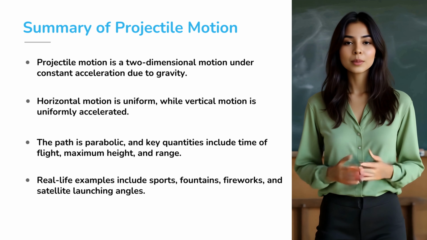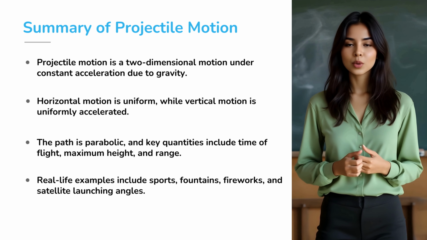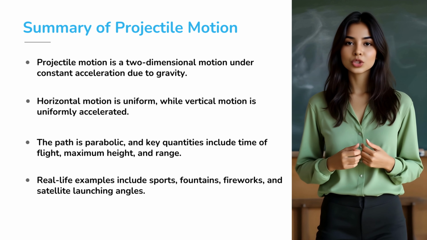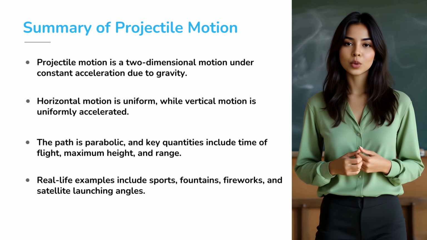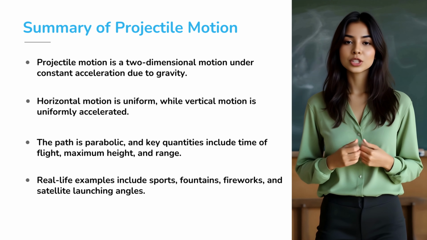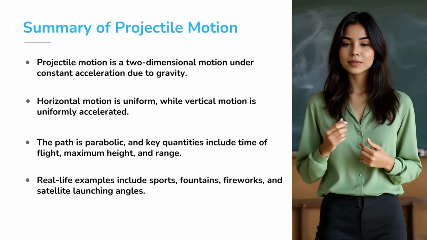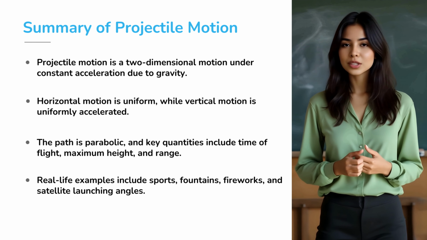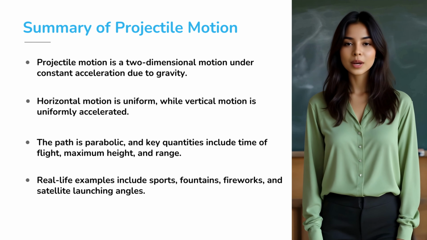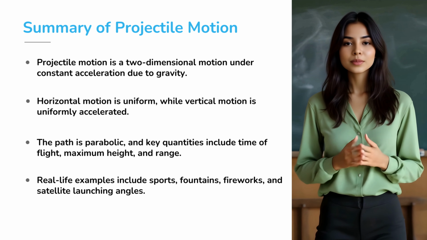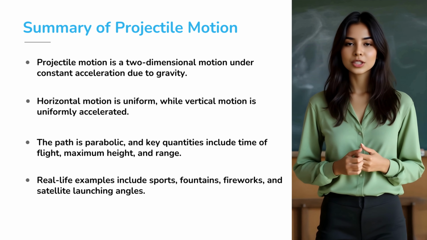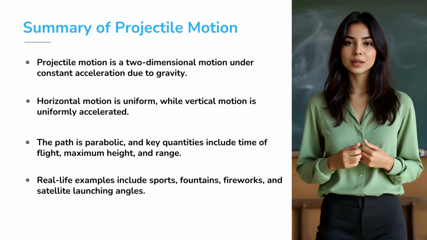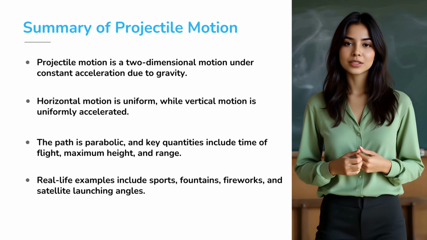Let's quickly recap what we've explored in projectile motion. It is a two-dimensional motion where horizontal motion is uniform and vertical motion is under constant acceleration due to gravity. The trajectory formed is a parabola, and important parameters include time of flight, maximum height, and range. We saw how complementary angles give the same range and how a 45-degree launch gives the maximum horizontal distance.